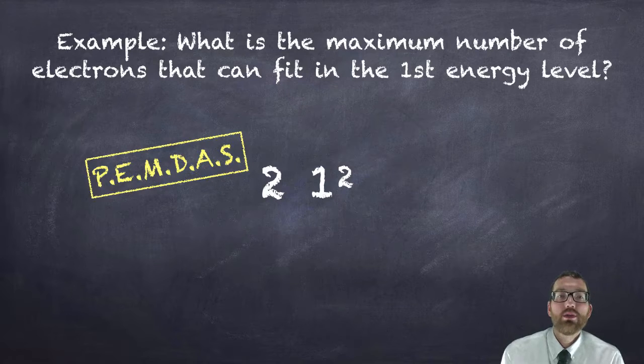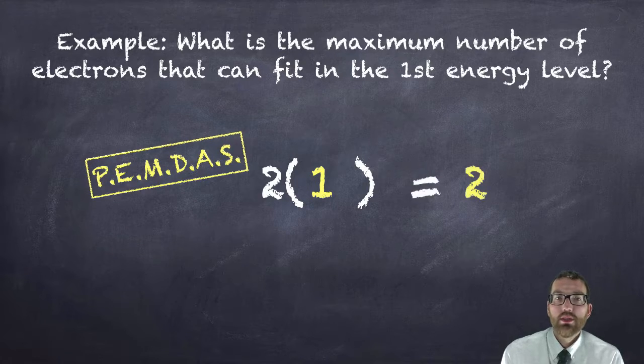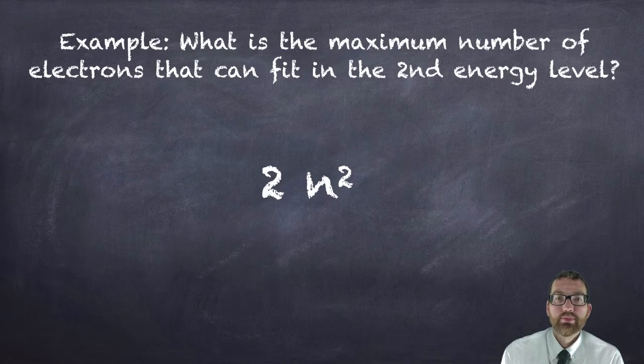So first thing we need to do is do what's in the parentheses. So we need to take 1 and square. So 1 squared, of course, is 1. Then we need to do the multiplication. So 2 times 1 is just 2, and we're done. So 2 electrons fit in that first energy level, that first 1s sublevel. How about the second energy level?